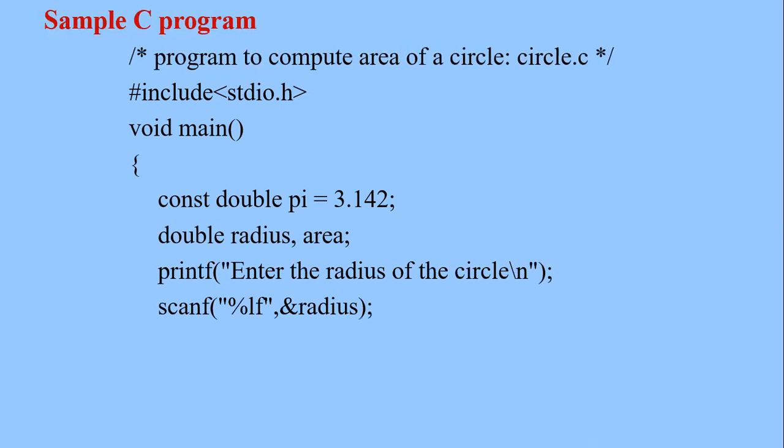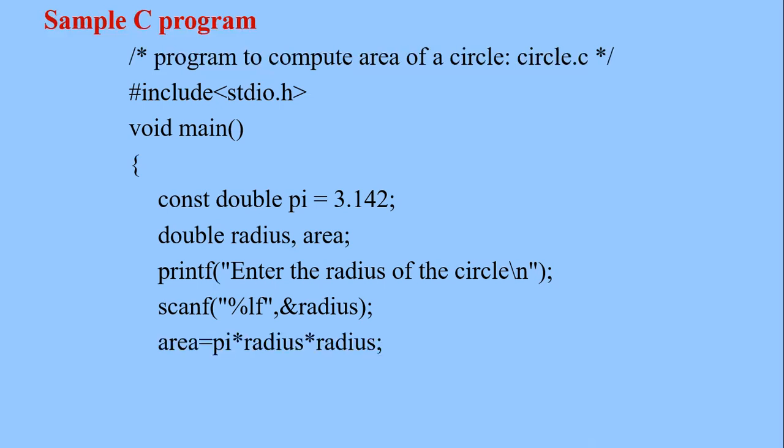And then read a value that will be entered, and that value should be stored in the memory location called radius, and it is of type double. So percent lf is an identifier for the double data type. So read the value entered by the user on the screen, which is expected to have a decimal point or a fractional part. Read that value and store it in the memory location called radius.